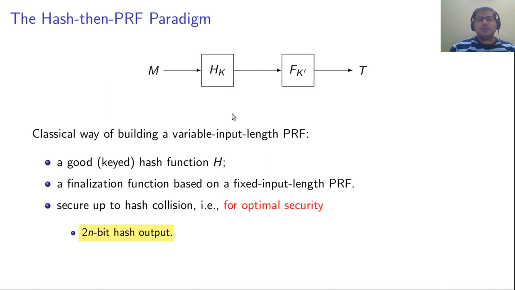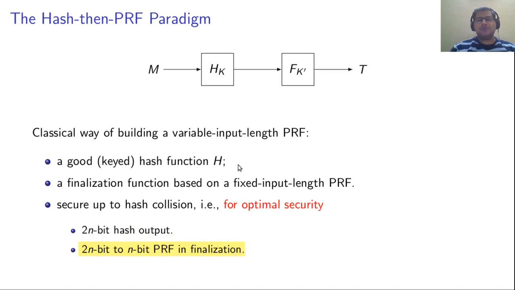That is, for optimal security, you must have 2n bits of hash output. That is, this part should be 2n bits long, because using the birthday game argument, what you have is that if you have 2n bits of hash output, then the number of queries is bounded by 2 to the n. So you can go till 2 to the n if you have at least 2n bits of hash output. And because the hash output is now increased, we need an f function which is kind of domain extending. So we need a length doubling PRF at the input end. So we need a 2n bit PRF in finalization.